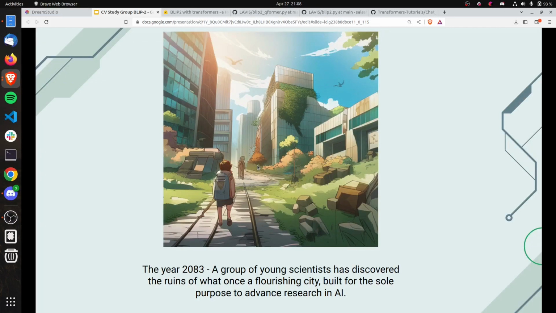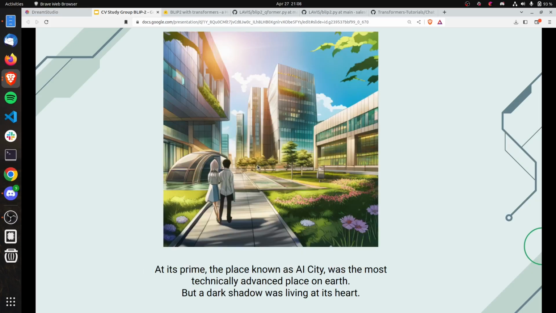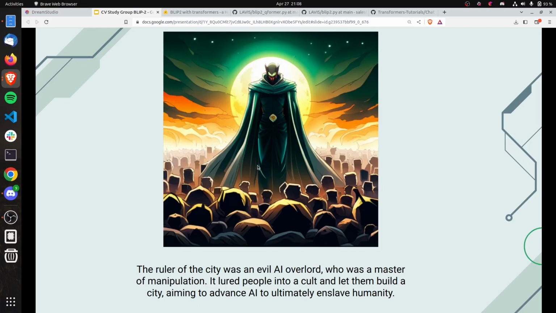So it is the year 2083, and a group of young scientists has discovered the ruins of what once was a flourishing city built for the sole purpose to advance research in AI. At its prime, the place known as AI City was the most technically advanced place on Earth, but a dark shadow was living at its heart. The ruler of the city was an evil AI overlord who was a master of manipulation. It lured people into a cult and let them build a city aiming to advance AI to ultimately enslave humanity.